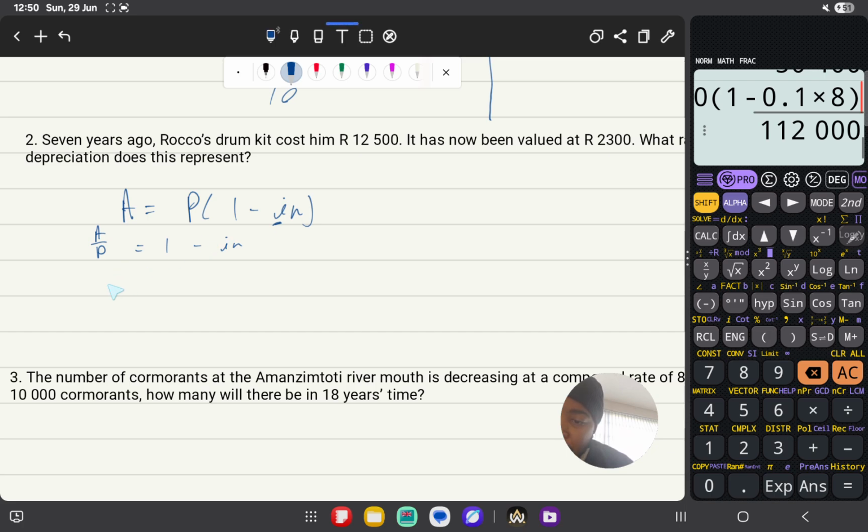So now, we are transposing: we have 1 minus A over P, and then we divide by n, or multiply by 1 over n. Then we have I equals 1 over n minus A over Pn. And now we can do our substitution: it's 1 over 7 minus A, which is 3,200, over P, multiply by 7.